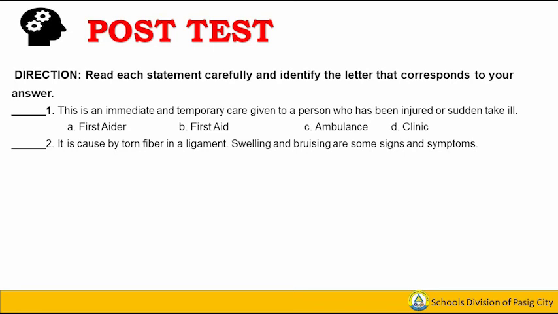Number 2. It is caused by torn fiber in a ligament. Swelling and bruising are some signs and symptoms. A. Sprain. B. Heat exhaustion. C. First aid. D. Dislocation.